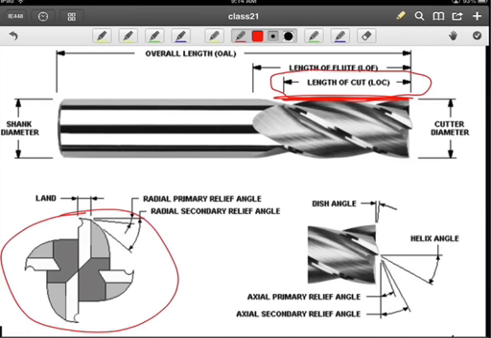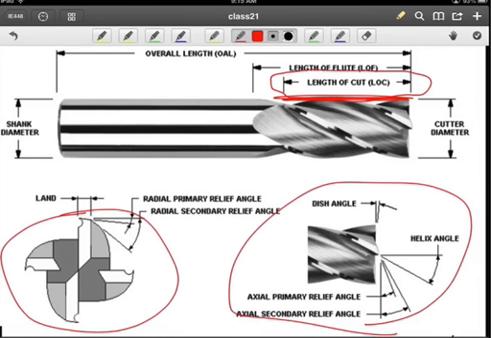So the number of flutes is going to be important, as we'll see, because that affects the resultant characteristics of the surfaces. And then we have some other characteristics here that will be related to the material removal process. The cutting diameter, of course, will be related to your tool offsets, and it will also affect how fast you can remove material along the cutting path.